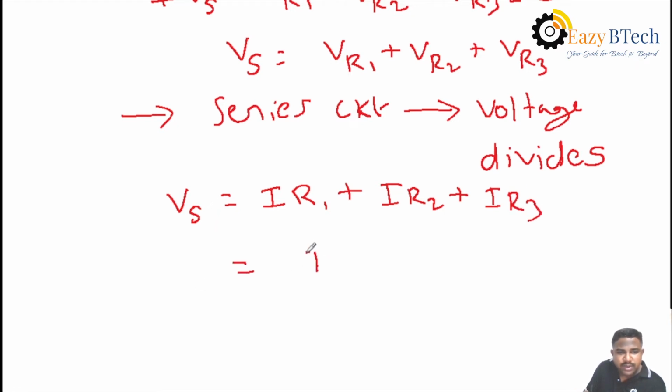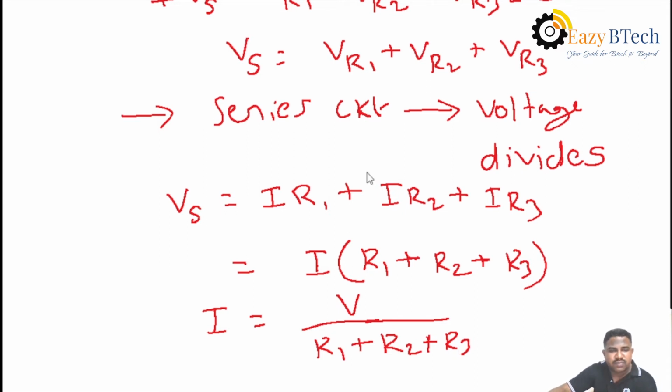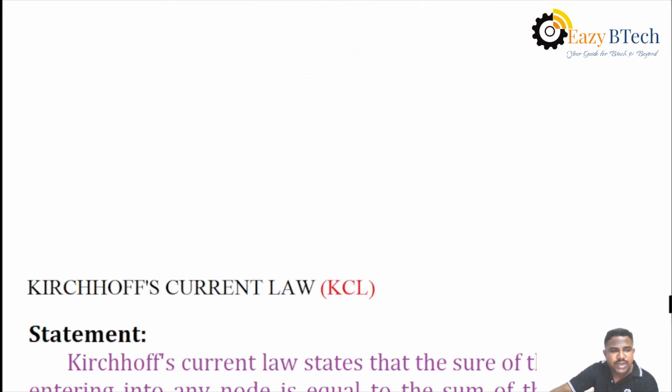Then I will be common here. The total resistance in the series circuit gives I into (R1 plus R2 plus R3). From that, we calculate the total current in this circuit as the total voltage divided by the total resistance, which is the sum of all elements because it is a series circuit. That is, I equals V by (R1 plus R2 plus R3). Like that, we can calculate the voltage drop across each element.